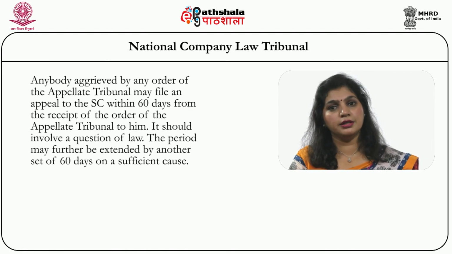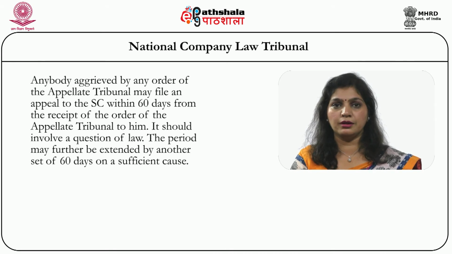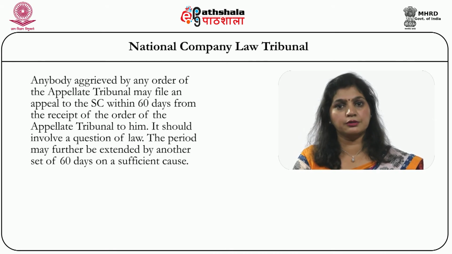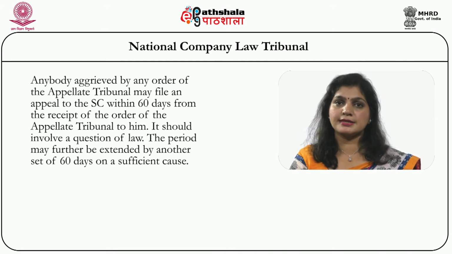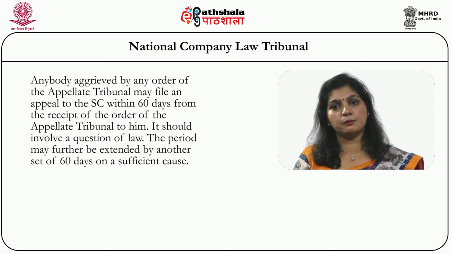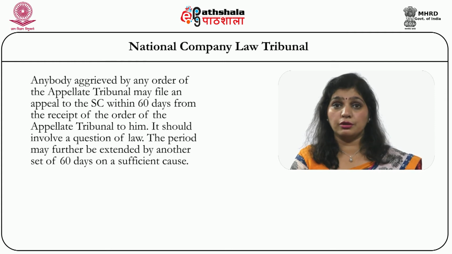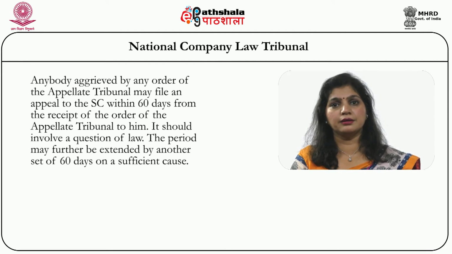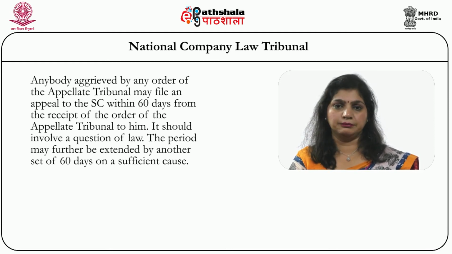Anybody who is aggrieved by any order of the appellate tribunal may file an appeal to the Supreme Court within 60 days from the receipt of the order of the appellate tribunal. It should involve a question of law. The period may further be extended by another 60 days, and it should specify a sufficient cause.